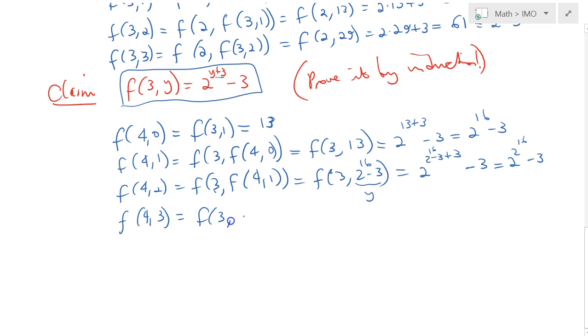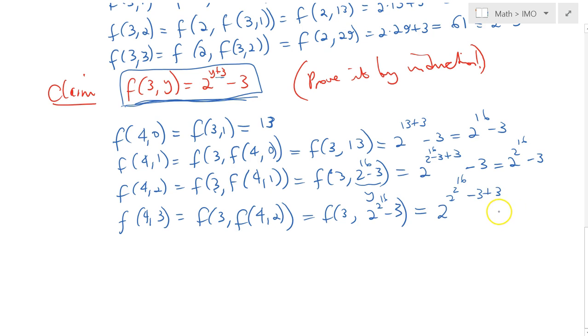So f of 4 2 is just f of 3, 4 2, where 4 2 was this ugly expression, 2 to the 2 to the 16 minus 3. The rule for the previous one was this, so all we care about is the third component, and we will add 3, so 2 to the power 2 to the power 2 to the power 16 minus 3 plus 3 and minus 3. These 3s cancel out.